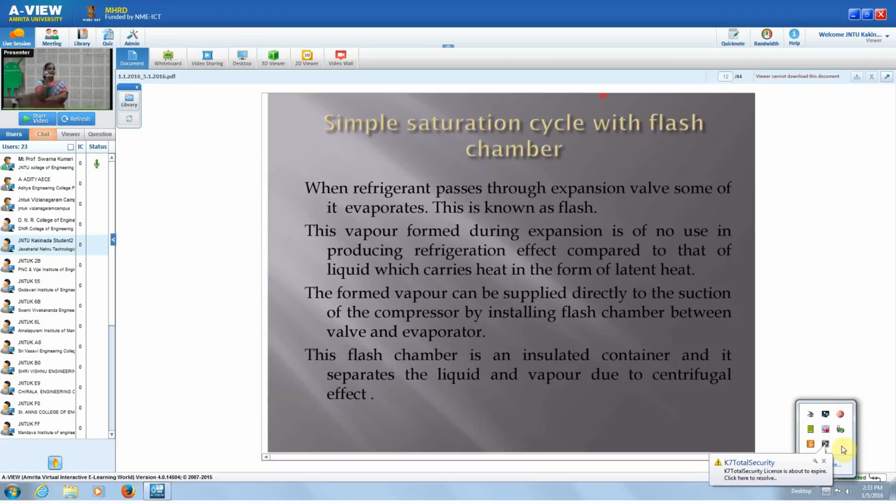Okay, so here with the flash chamber. A flash chamber is a device which is kept after the expansion valve, which will send only the liquid refrigerant into the evaporator, and it will separate the vapor present. When vapor is not passing through the evaporator and only the liquid refrigerant is passing, more refrigeration effect can be produced. That vapor will be directed directly into the compressor. With this, the evaporator size can be reduced. That is the main advantage of this.